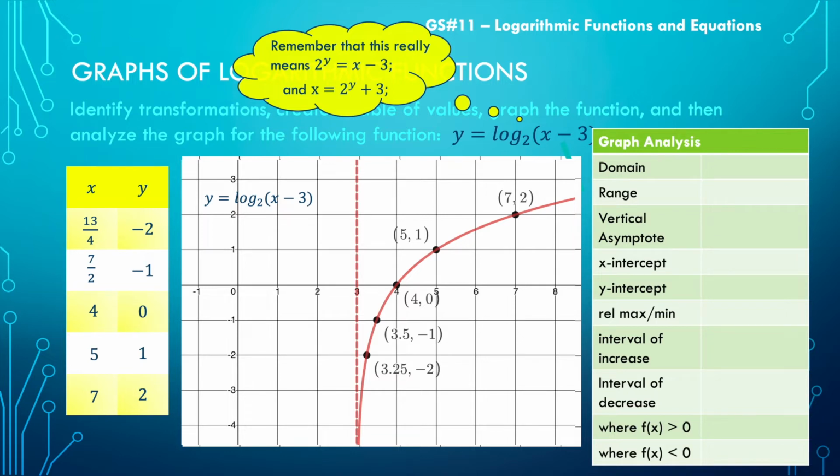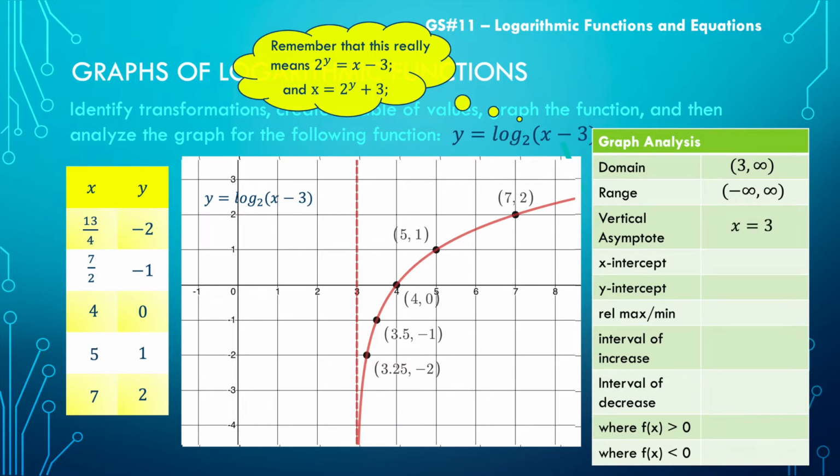Okay, how about the domain of this function? How far to the left and how far to the right does this function go? Notice it comes along that asymptote, so it's not going to go any further to the left than this x value of 3. So the domain here is going to be from 3 to infinity. Our range is going negative infinity to positive infinity. And our vertical asymptote, as we said before, is x equals 3.